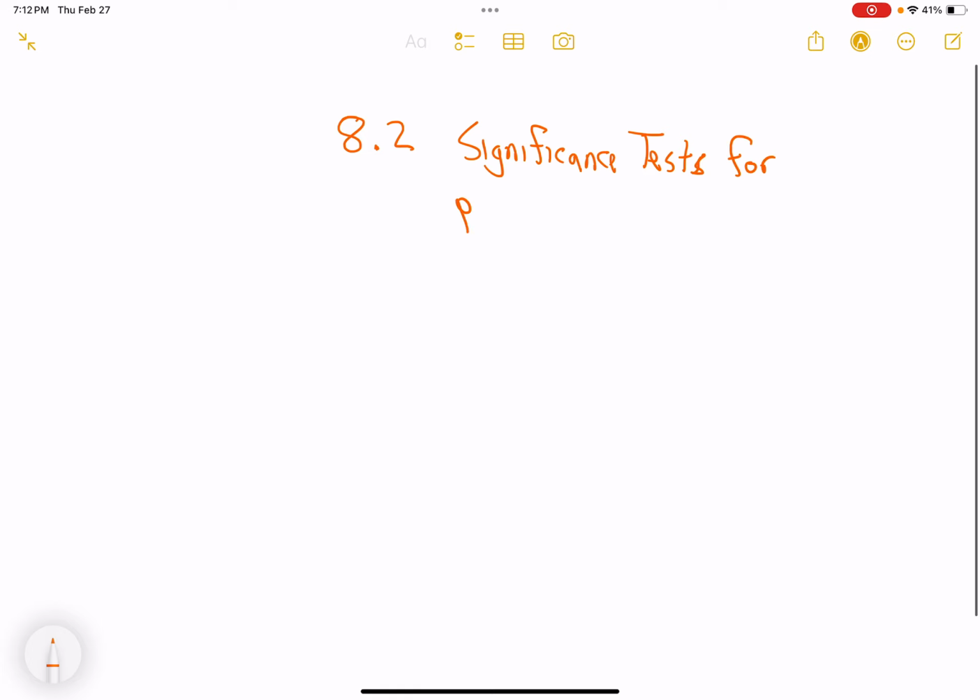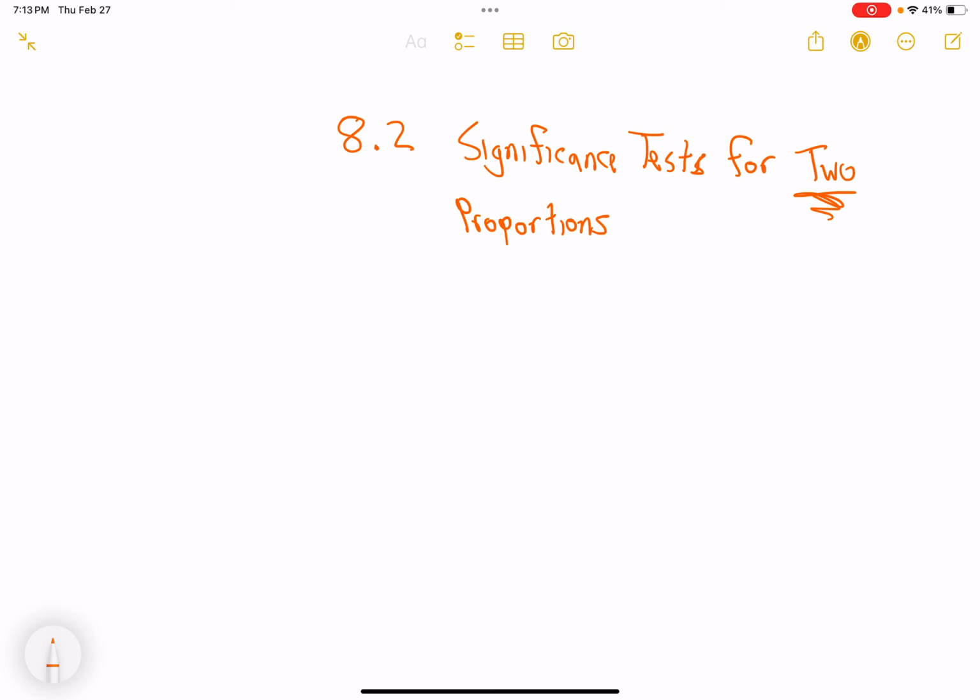Today, we're going to be working through the 8.2 video notes, and of course, 8.2 for us is going to be significance tests. We're doing it for proportions, but it's not for one proportion. It is for two proportions this time. So you remember 8.1, we were doing our look into confidence intervals for two proportions.